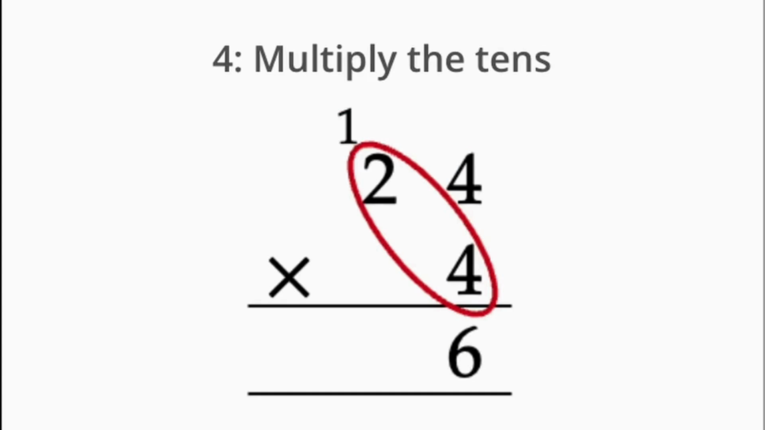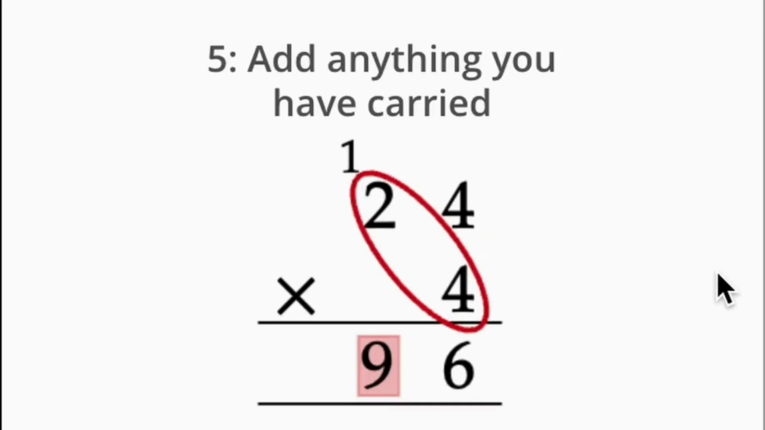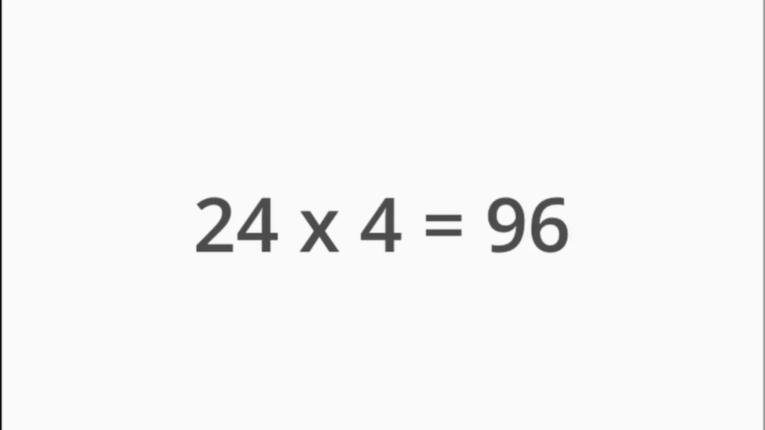The fourth step is to multiply the ones value in the bottom row with the tens value from the top. So 4 times 2 is 8. Fifth, you add the number carried over from the previous sum. So 4 times 2 is 8, plus 1 gives you 9. You then write it in the answer line below. You add after multiplying because you have already done multiplication to get this extra 10, so you don't need to multiply it again. Therefore, 24 times 4 is equal to 96.